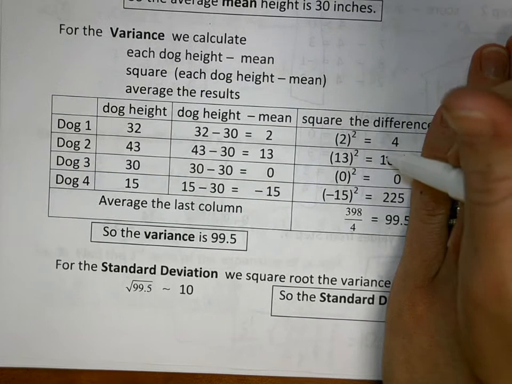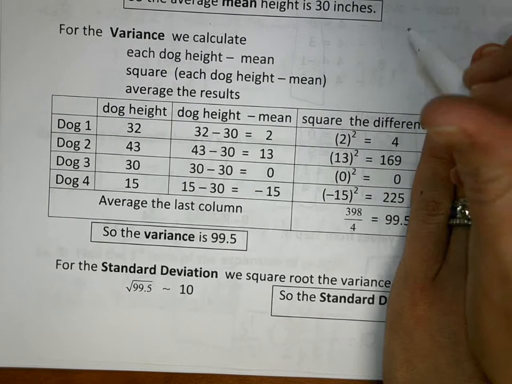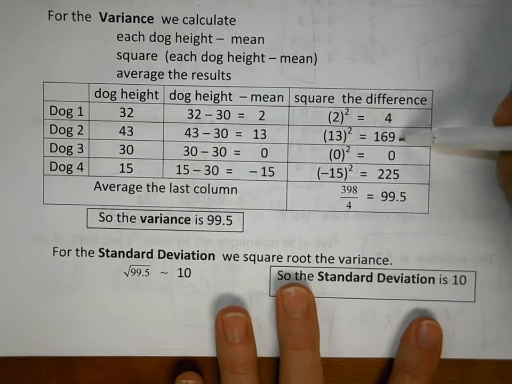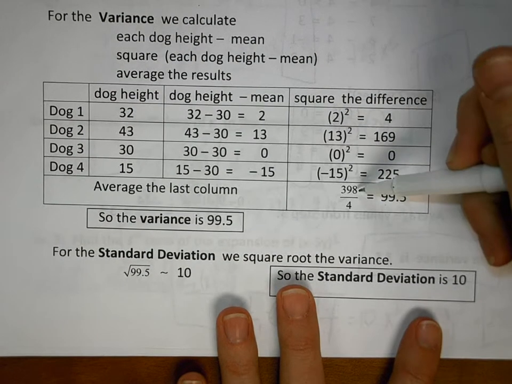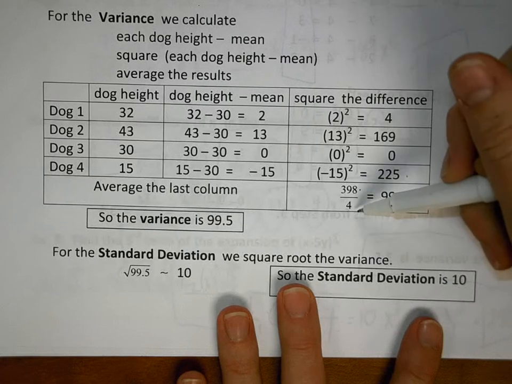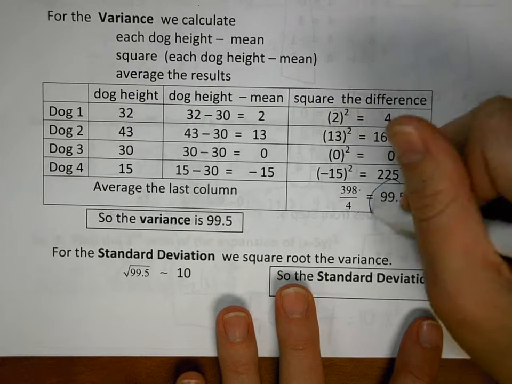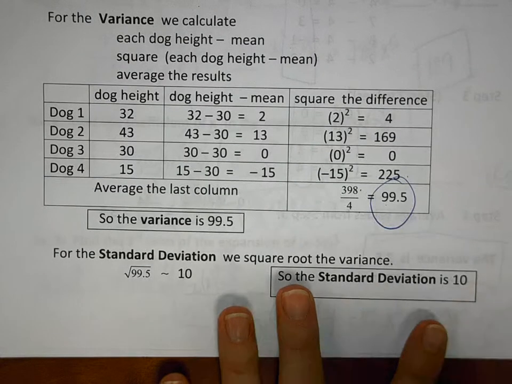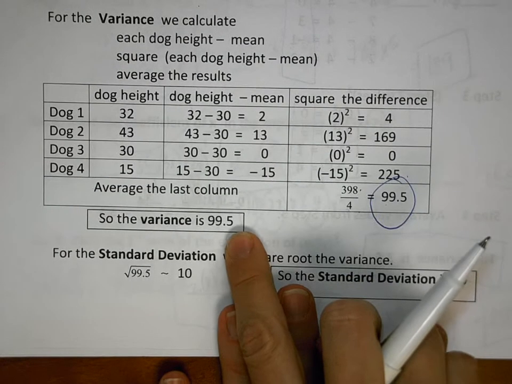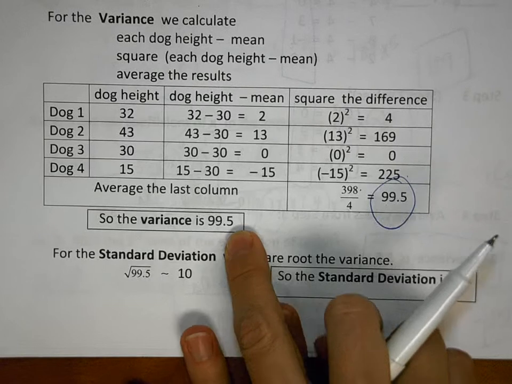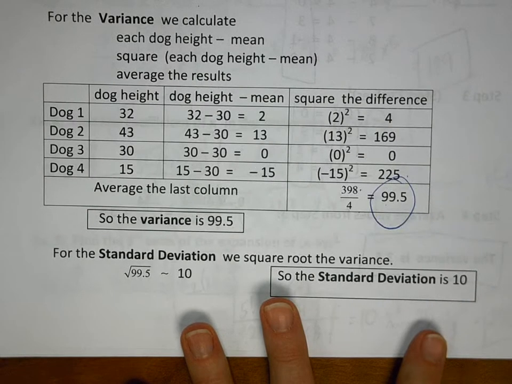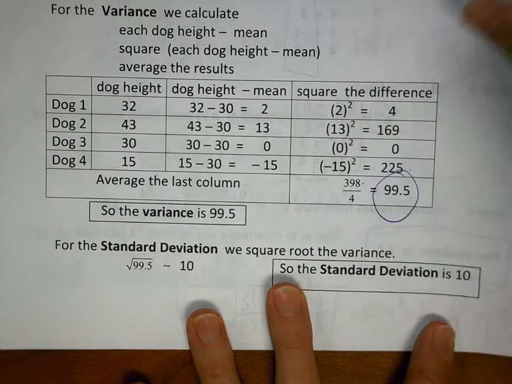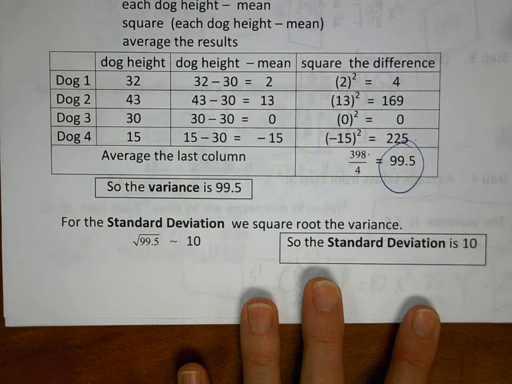And then what do we do? You add them and take the average again. So we add 4 plus 169 plus 0 plus 225, which equals 398. Divided by 4 is 99.5, which is our variance. I think the easiest one is your standard deviation, but you have to do all of this work in order to get it. All you have to do is take the square root of 99.5, and this one is approximately 10 for the standard deviation.